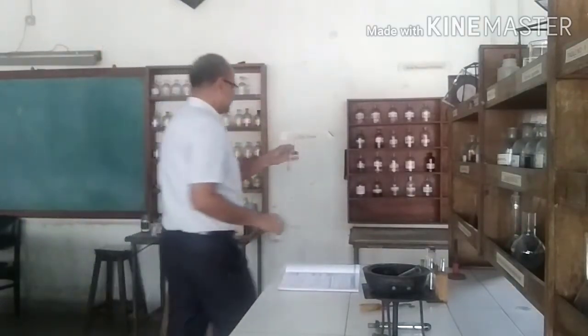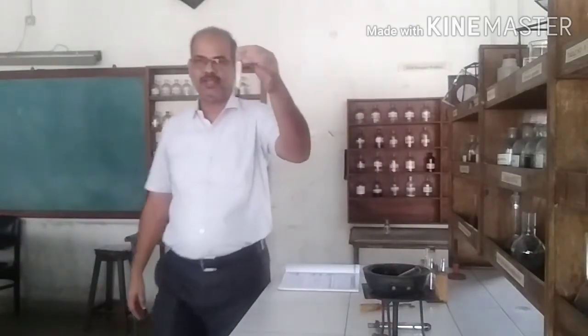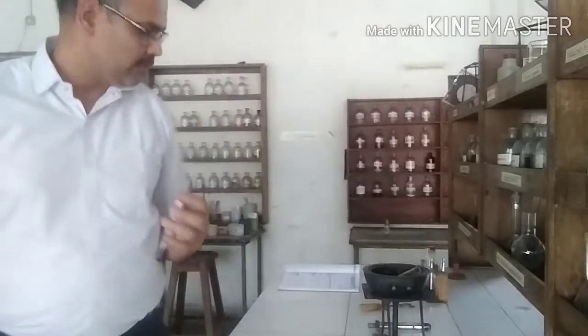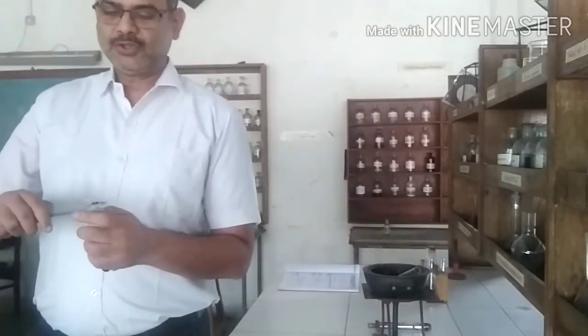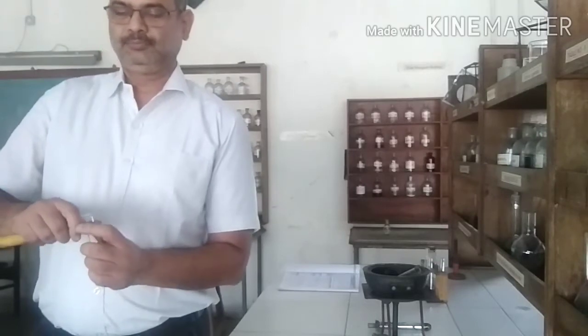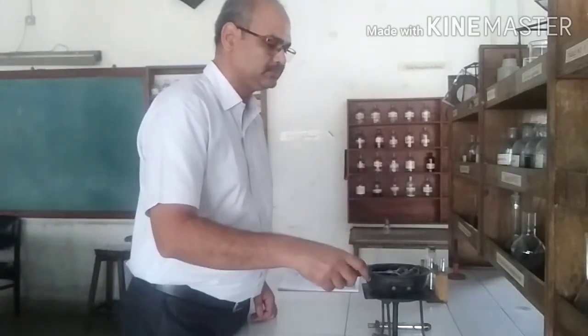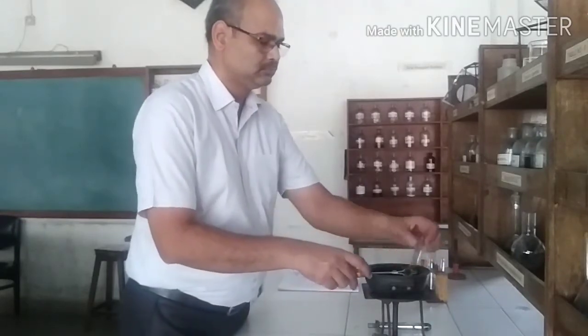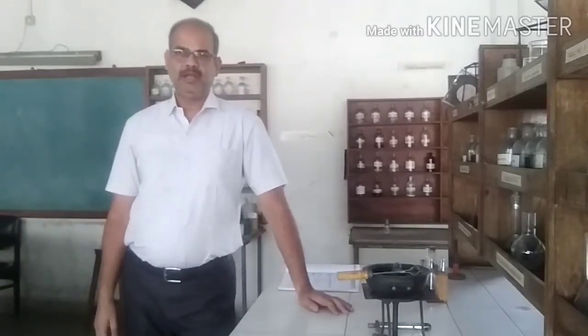So I've added Tollens reagent to it. You can see the color is changing, but I want a silver mirror. Hold this particular test tube in a test tube stand and then heat it in a water bath for a little while. Keep it in the water bath, heat it about 1 minute.